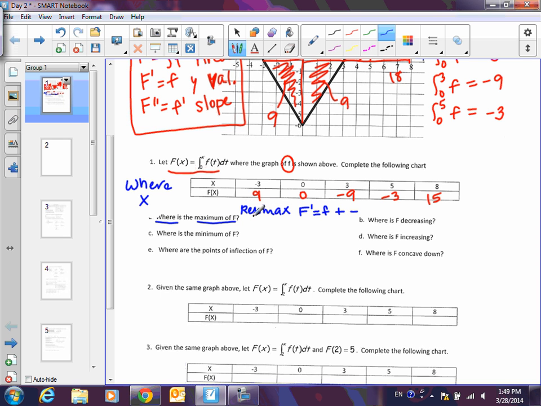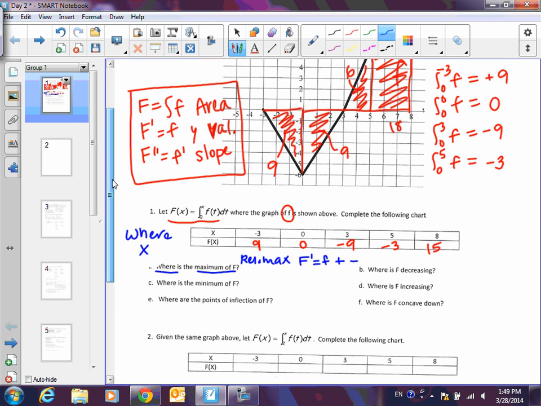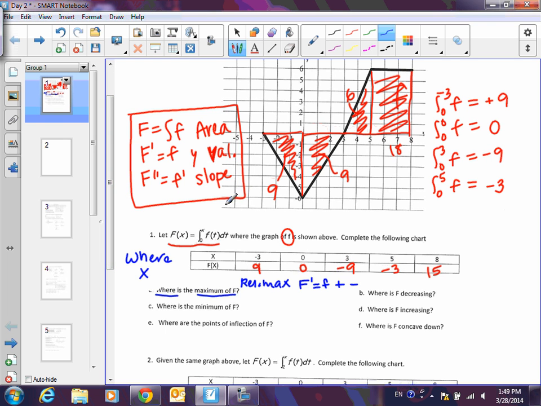So where is, this is talking about y value. This is why you want to do this, because I can look right here and say, oh, that's saying y value. So where's the y value going from positive to negative? So something is happening at 3, but it's the opposite of what you guys are saying. It's going from negative to positive. So at x equals 3, that's actually a relative minimum.